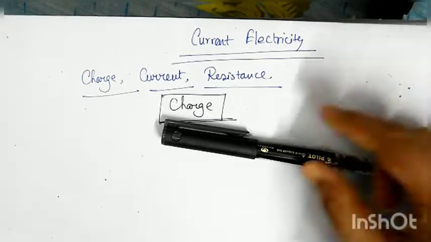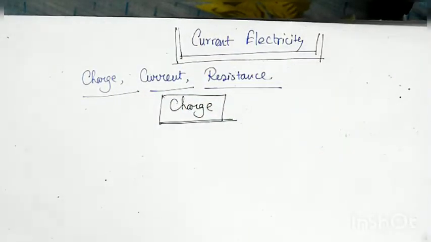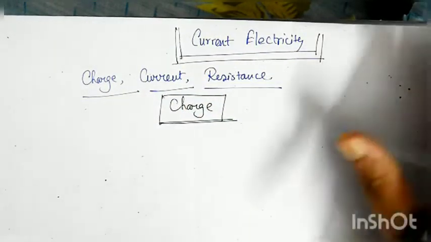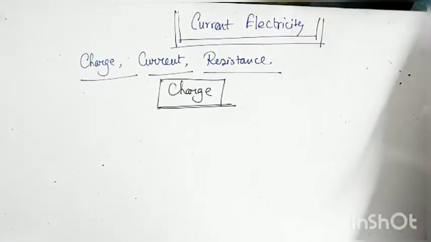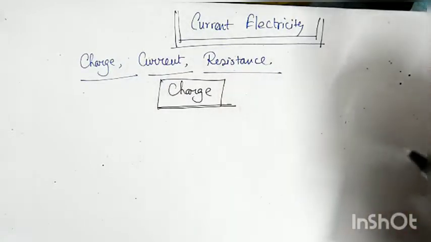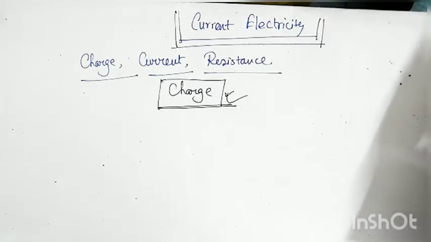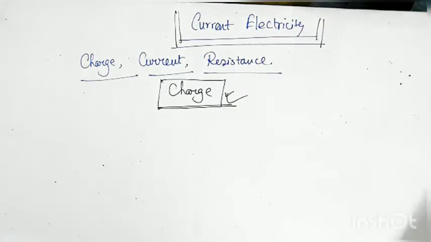So this is our today's chapter, current electricity. The first portion of the chapter is very much common in class 9. We study about the charge, current and resistance. First portion is called charge. It's the most important thing you have to know when you are going to study this.